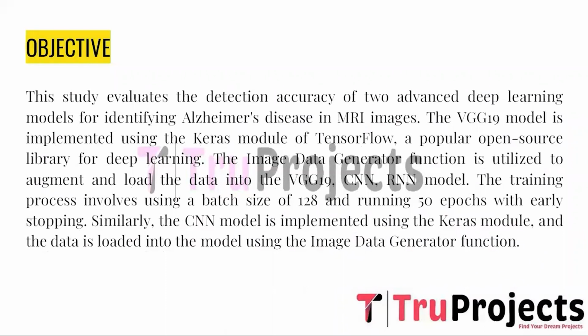The VGG19, CNN, and RNN models are employed using the TensorFlow Keras module, a widely used open source deep learning library. The image data generator function is utilized to augment and load the data into the models during the training process. With a batch size of 128 and early stopping after 50 epochs, the model is trained. Similarly, it is implemented with the Keras module and trained on batches of different images.